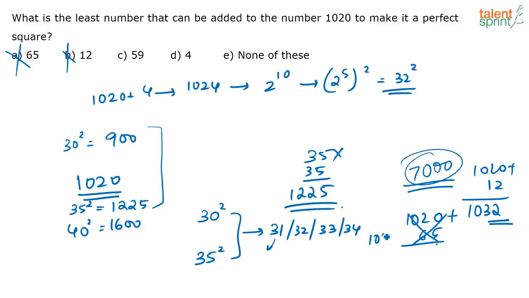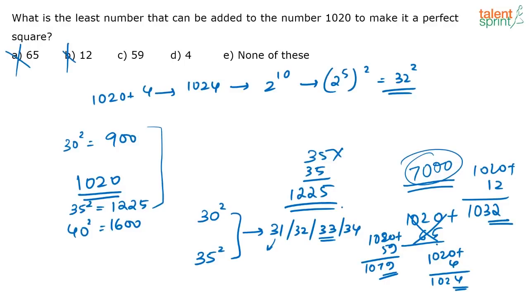Now you are left with 1020 plus 59, correct? And 1020 plus 4. So 1020 plus 59 will be 1079. So check what is 33 squared. Similarly, because only 33 squared can end with 9. Similarly, you have 1024 ending with 4. So only 32 squared can end with 4. So check those two, which is the closer one, take that as the answer.